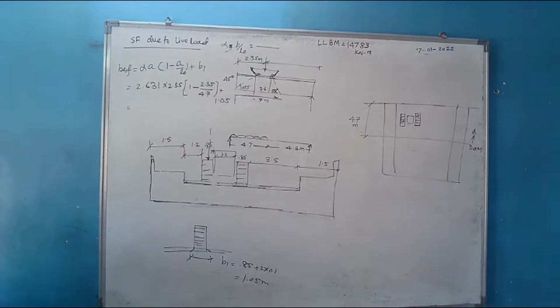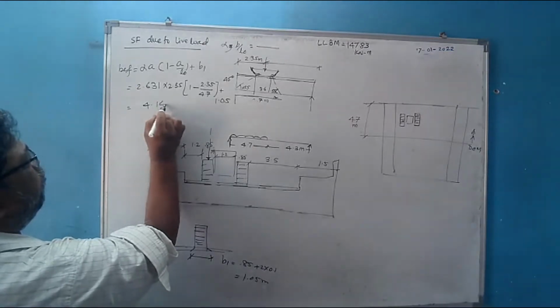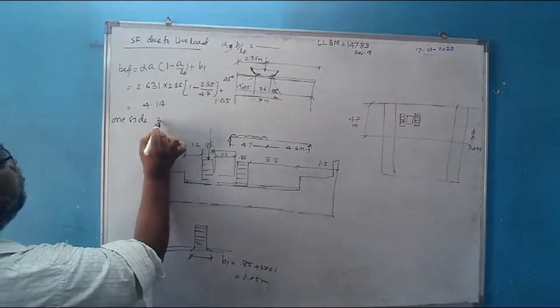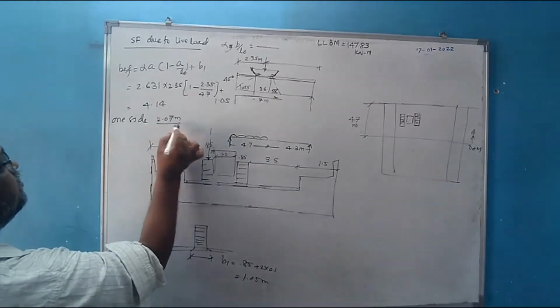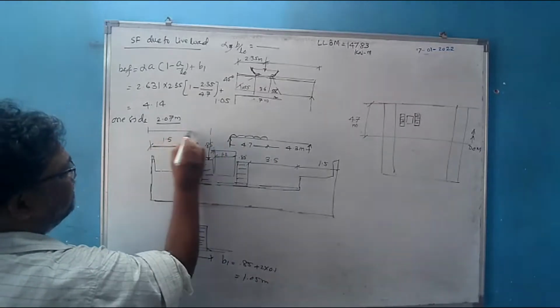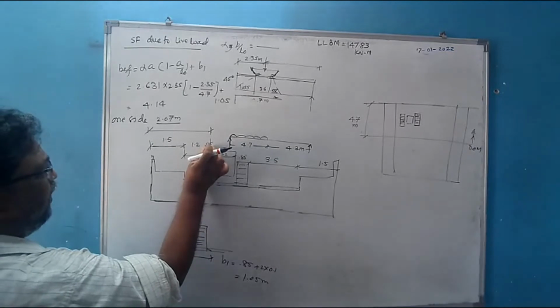I will consider this as 4.14 meter. So on one side, how much will it be? It will be 2.07 meters. Look, if I see this distance from its center, it is 1.5 plus 1.2 plus 0.85 by 2.